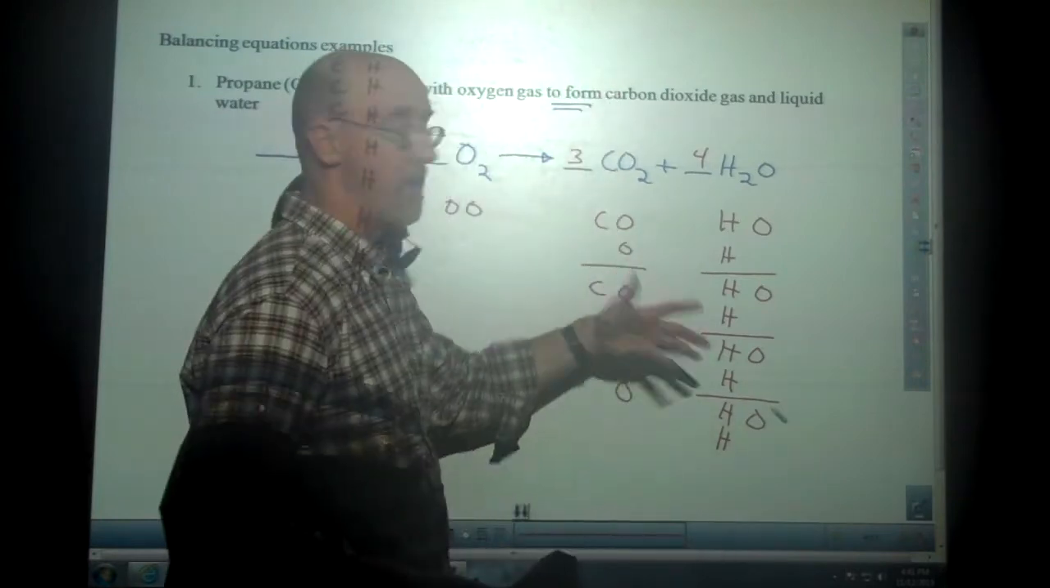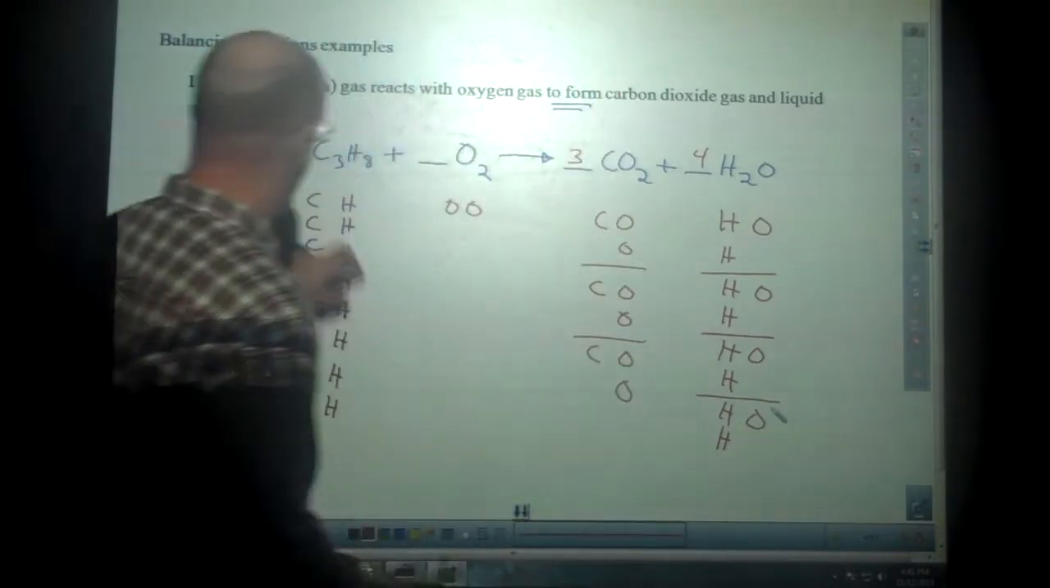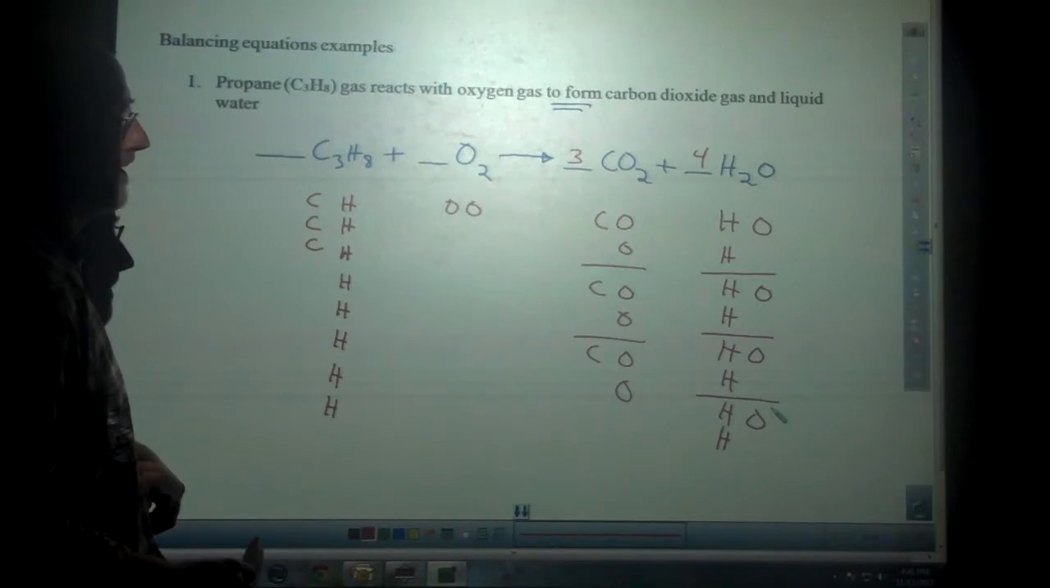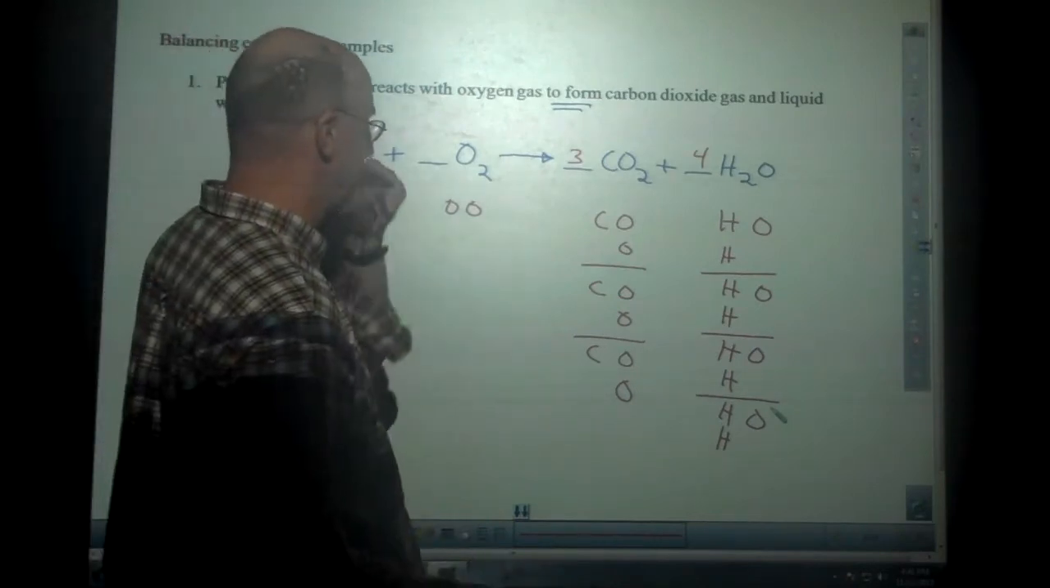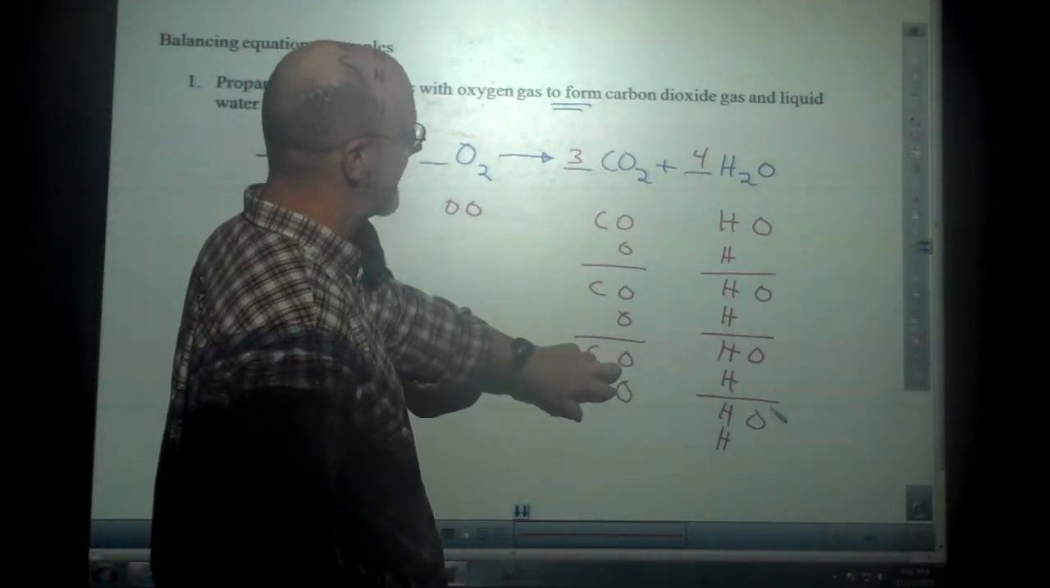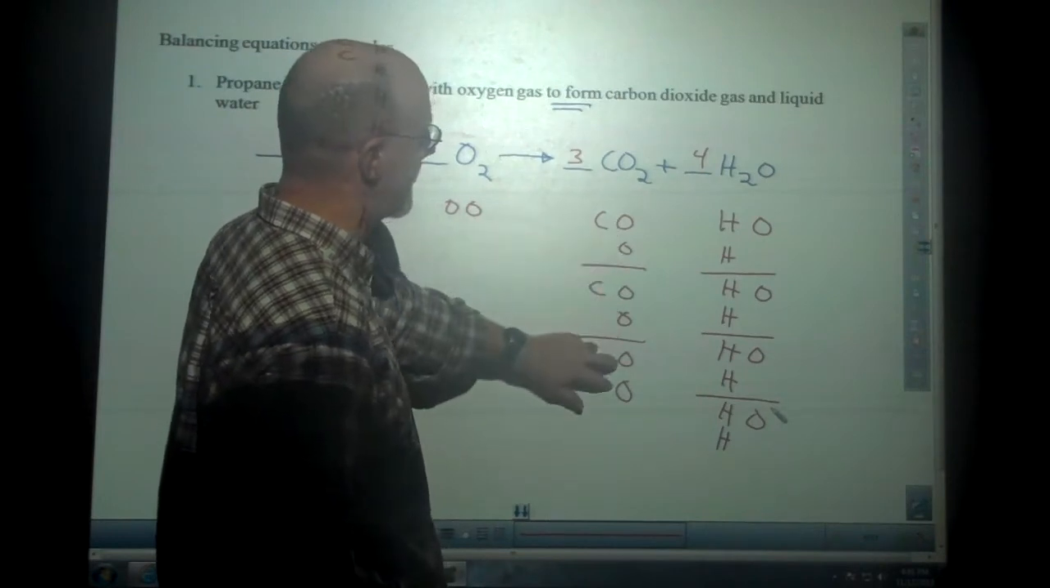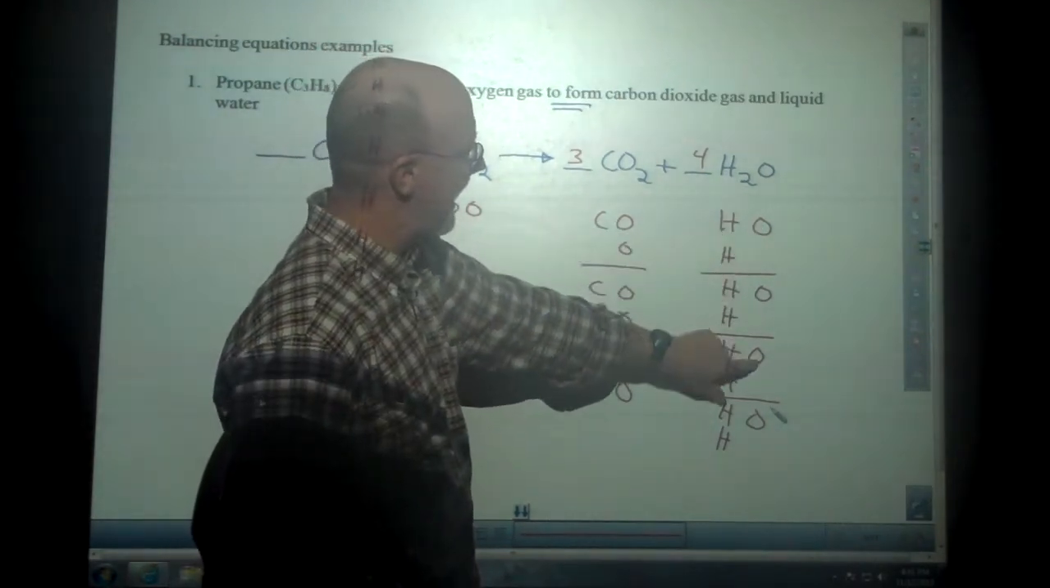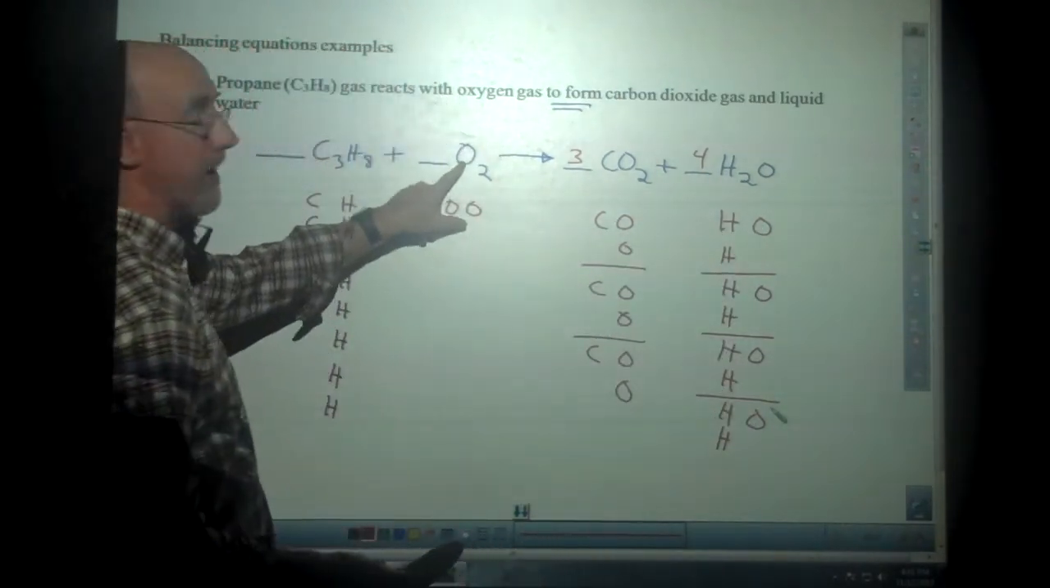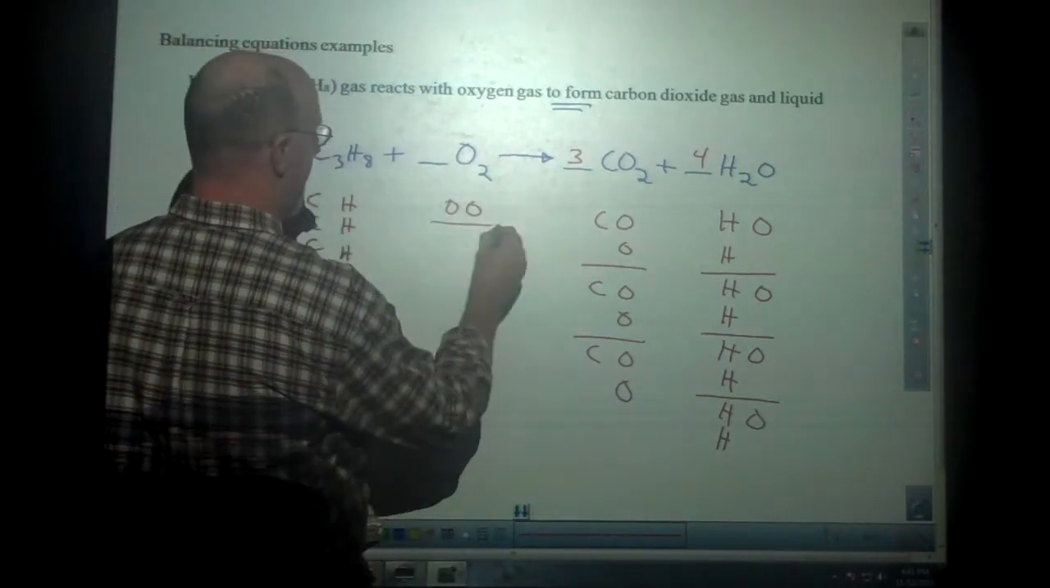Each of those H2Os has 2 hydrogens, so 2, 4, 6, 8. That'll balance my hydrogens. And now obviously we've got to clean it up with oxygens. So 2, 4, 6, make sure you do a total count. 2, 4, 6, 7, 8, 9, 10. So each one of these has 2 oxygens in it, so we're going to need 5 of them.